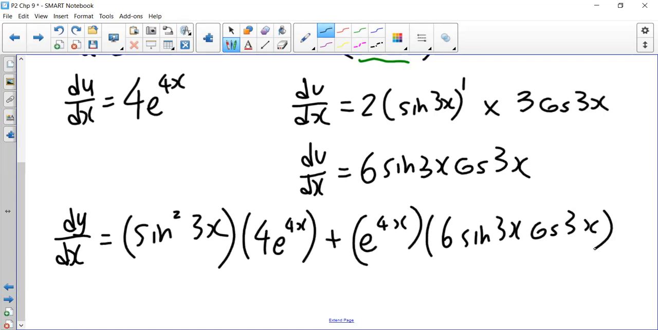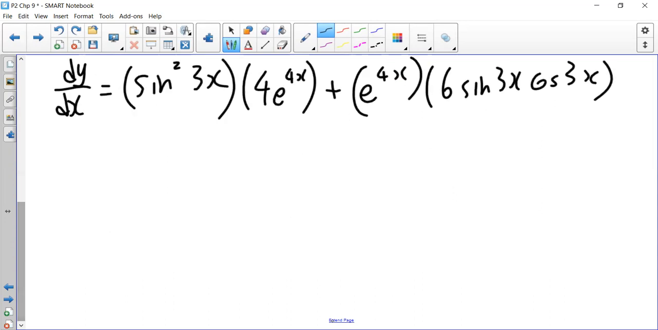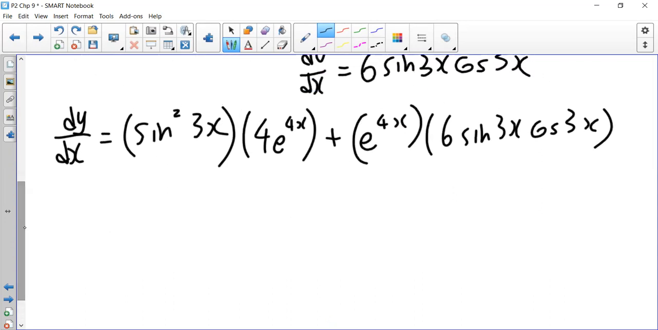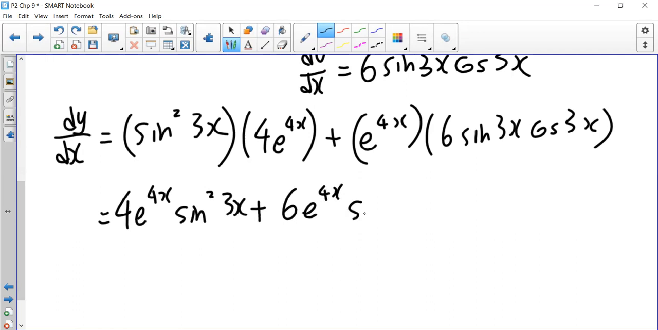Okay. I'm going to write a bit neater. As I said, all the trigonometry terms, functions should be positioned at the end of each term. So the first one I write is 4e to the power 4x sine square 3x plus the next one, the coefficient is 6, so 6e to the power 4x sine 3x cos 3x. Now this way you can easily tell what can be factorized in both terms.